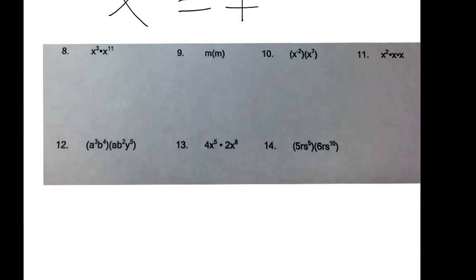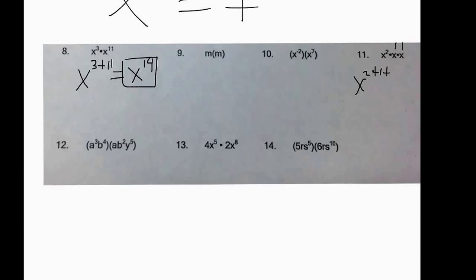So when we're doing a problem like number 8, we could rewrite it as x to the 3 plus 11. 3 plus 11 is 14, so x to the 14 is right. All you're doing is adding the exponents. On a problem like number 11, when they don't have all of the exponents listed, it helps to put 1s in there. So this would be x to the 2 plus 1 plus 1, 2, 3, 4, or x to the 4.